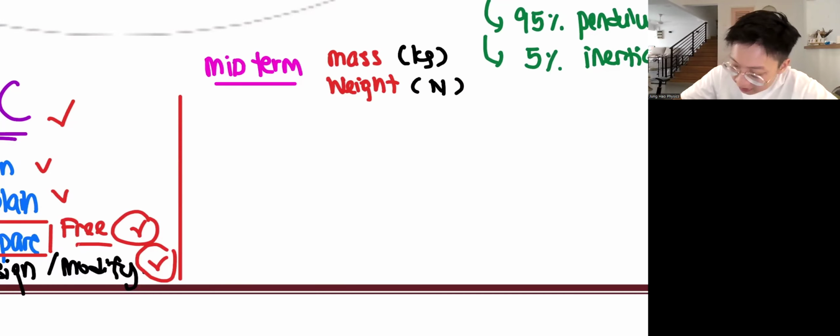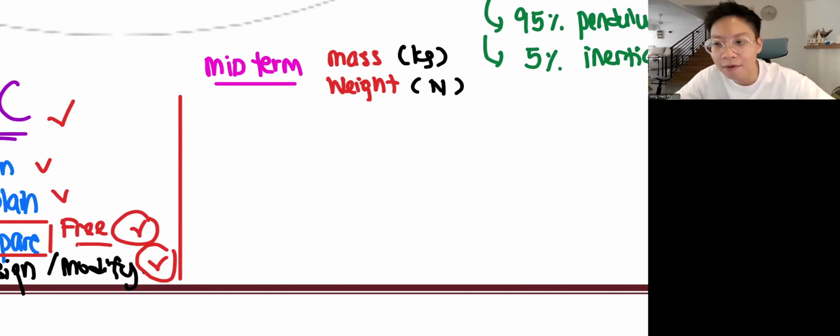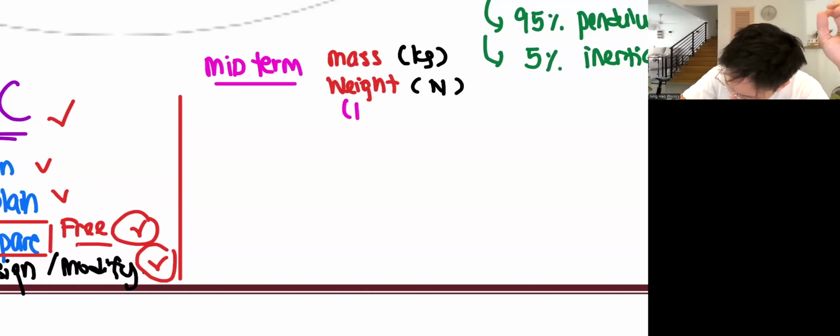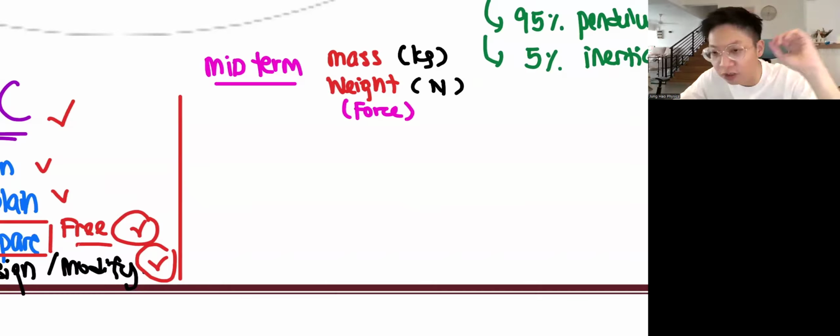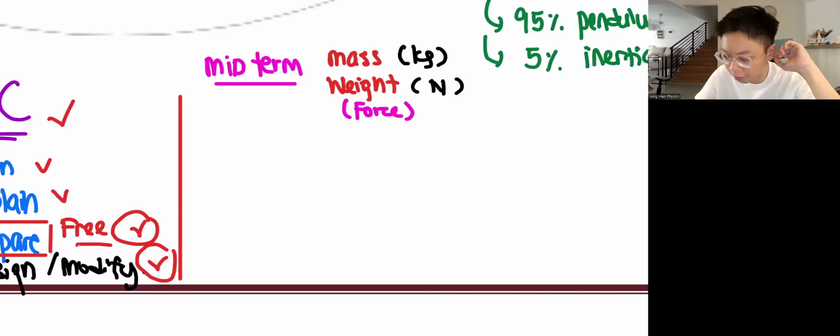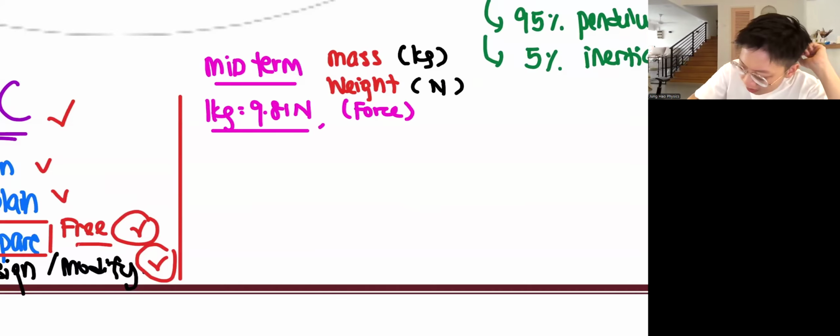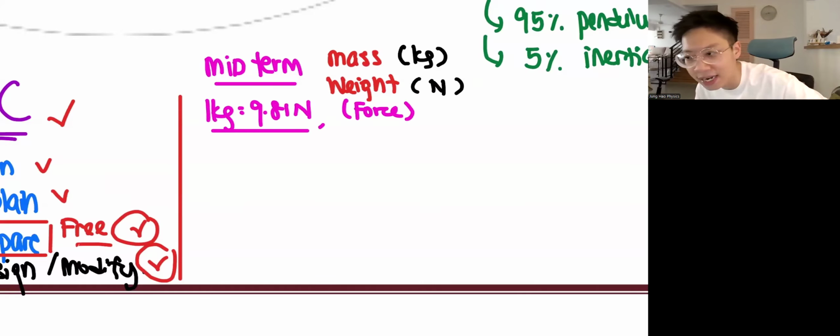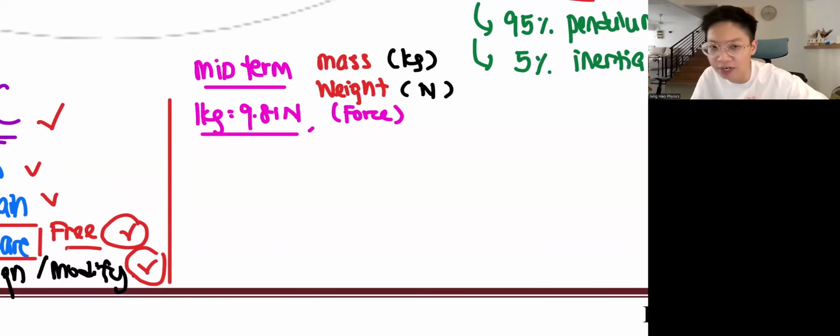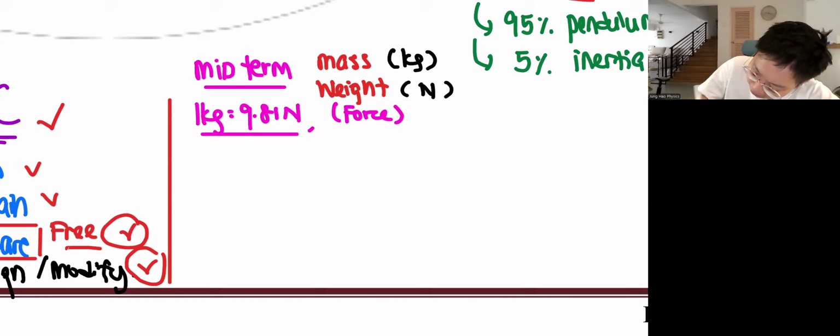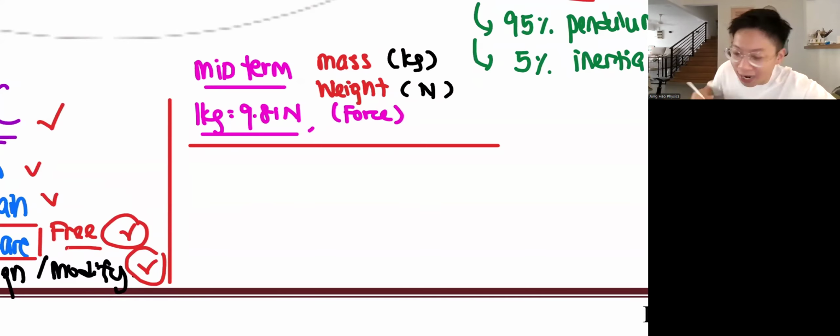Okay, quiz time, guys. Is weight a type of force? The unit for weight is Newton. Is weight a type of force? Yeah. So weight is also a family of force. Okay, and then remember that your 1 kg is 9.81 Newton. So ini adalah paling penting punya. Okay. Now, what other things should you study for your exams?